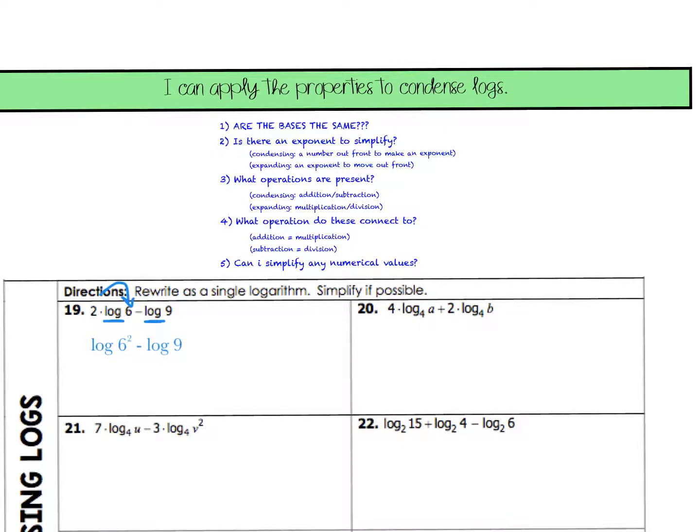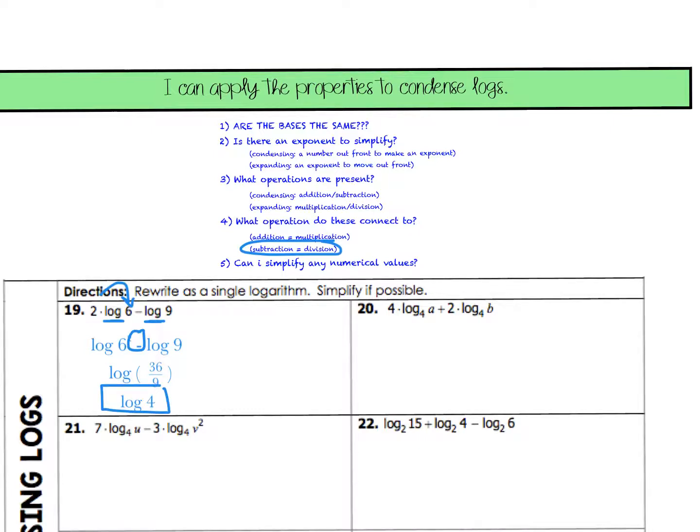So then my third question is, what operations are present? And I notice that I have subtraction. So what operation does subtraction connect to? It connects to division. So I'm going to rewrite this as the log of 36 over 9. So I got the 36 because I simplified 6 squared. And so I have the log of 36 over 9. And then my last question is, can I simplify the numerical values? So can I simplify 36 over 9? I can. And I just get the log of 4.